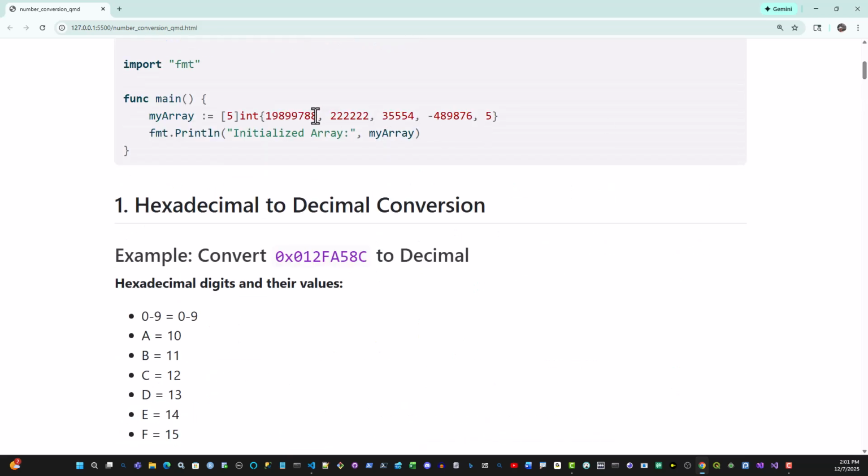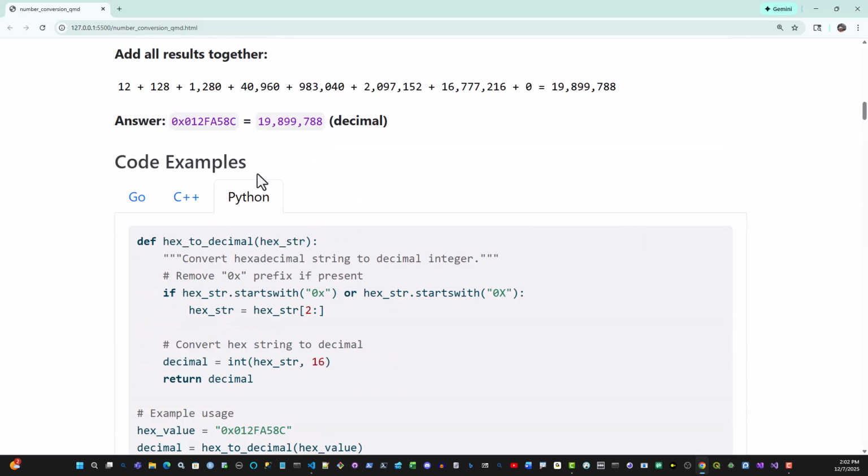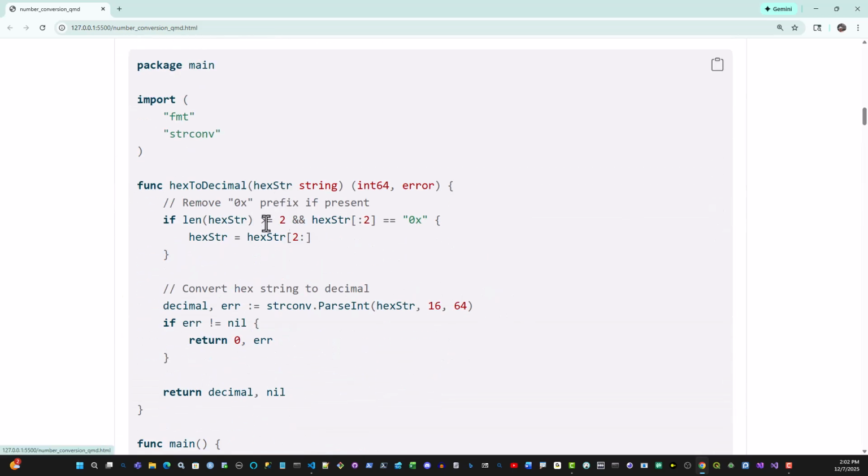Notice, here is the same number. So that was the first one in our array. So in other words, if you did it the opposite, you would expect to take this number, and you should end up with this hexadecimal. All right, so that's the first one.